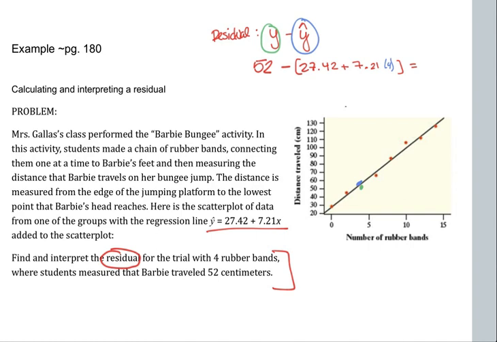The trial with 4 rubber bands was 4.26 less than the cost predicted. So I want you to put it in terms of y. So instead of talking about the rubber bands, I want you to talk about the distance traveled. So the predicted distance traveled was blank units less than the actual.